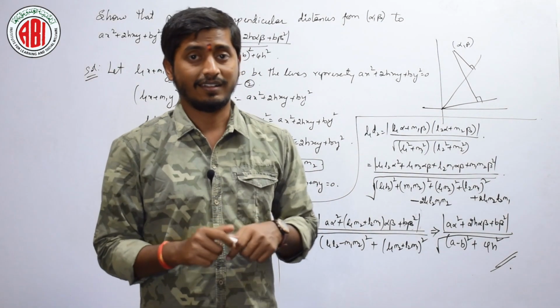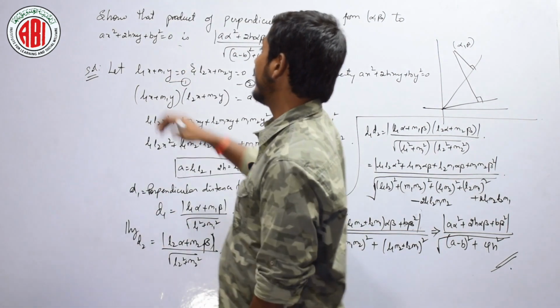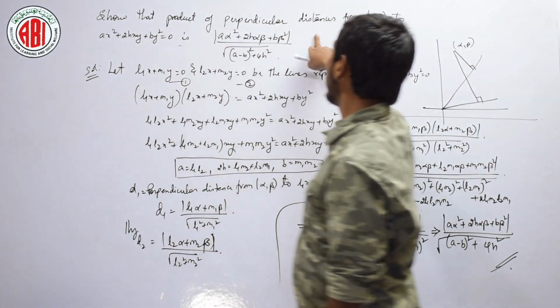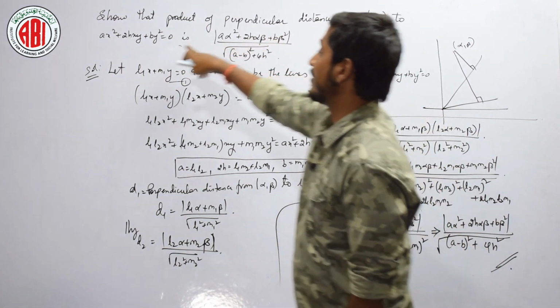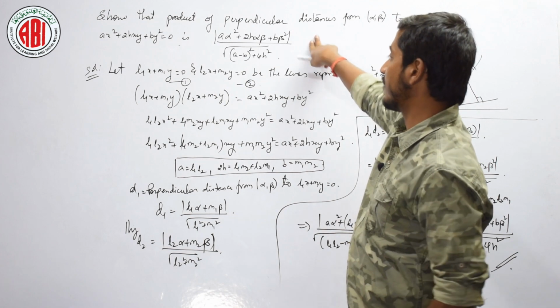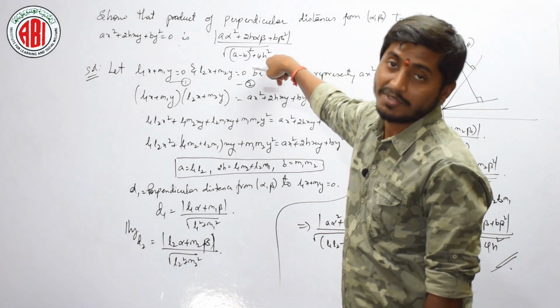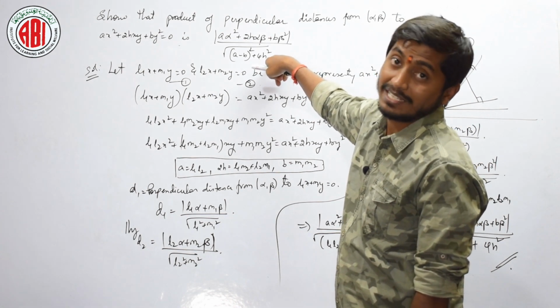Did you understand? Once again, let us see. We are asked to show that the product of perpendicular distances from (alpha, beta) to this equation is (A alpha square plus 2H alpha beta plus B beta square) by under root of (A minus B) whole square plus 4H square. Once again I am telling you, this is one of the most important 7 marks questions.